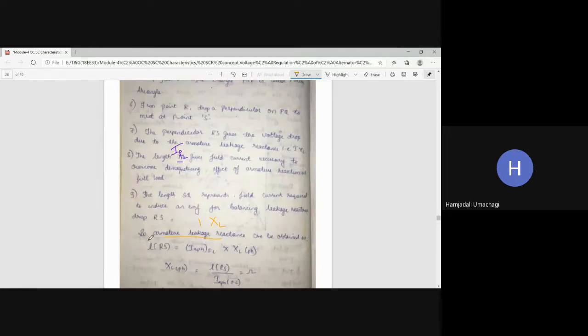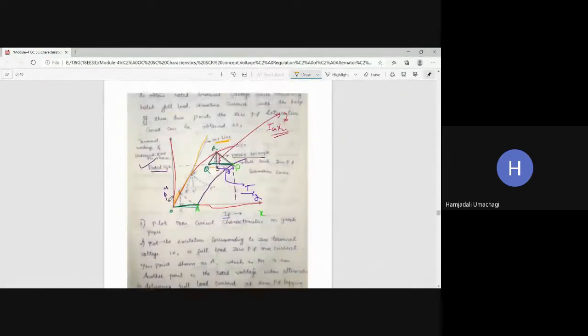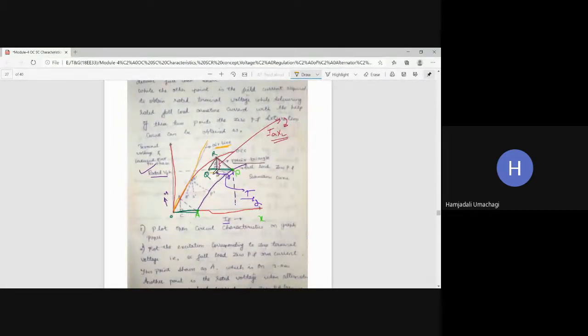Yes, yes. So here the length SQ represents field current. The length SQ gives IF1 information required to induce the rated voltage. But from this triangle, always remember we are taking only two pieces of information. One, the vertical distance RS, which is nothing but IA into XL, and the horizontal distance PS, which is nothing but IF2. These two are important for us while solving the problems.